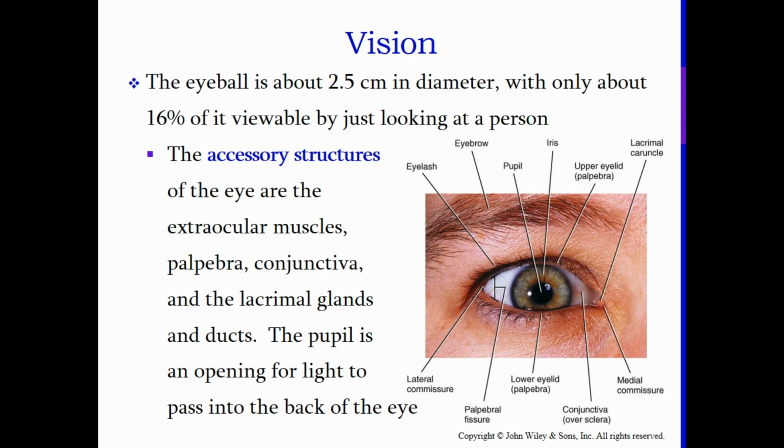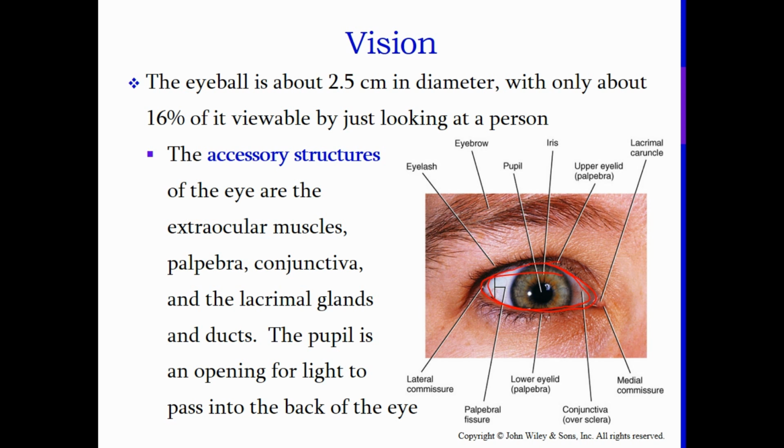Our eyeball is about 2.5 centimeters in diameter, roughly an inch, with only about 16% of it viewable when you look someone in the eye. So this amount of your eyeball right here, that's only 16% of your eyeball. The rest is all inside your skull, in your orbit.